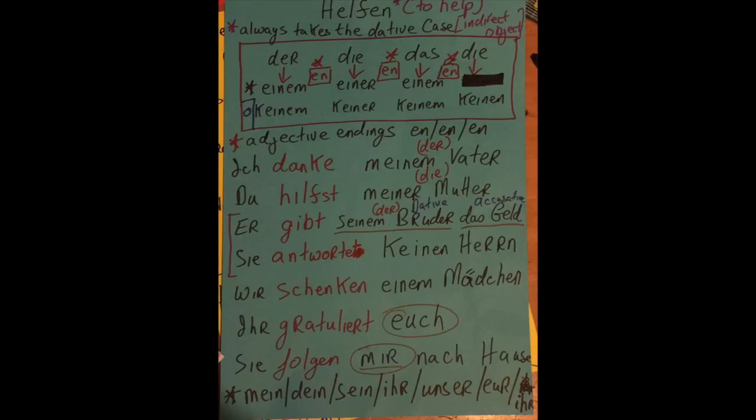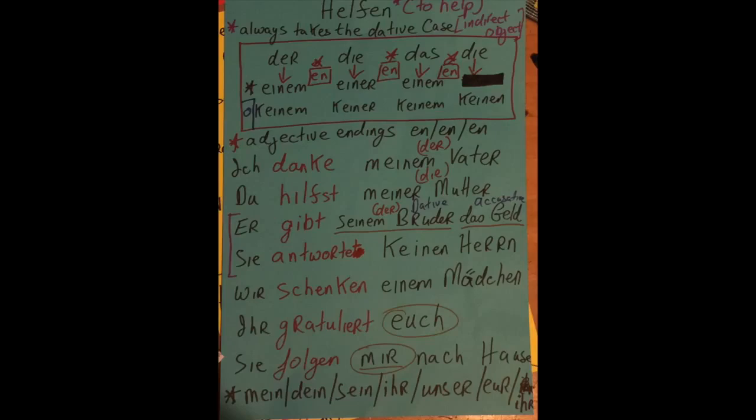Okay, so because it's in the negative, we have "Herren," which is a plural. We'll go down our list and we'll see. There's nothing there for the "a" table, but for the negative, for "kein," it goes to "keinem." Or excuse me, it does not go to "keinem." It goes to "keinen." So "Sie antwortet keinen Herren." The next one here is "Wir schenken einem Mädchen."